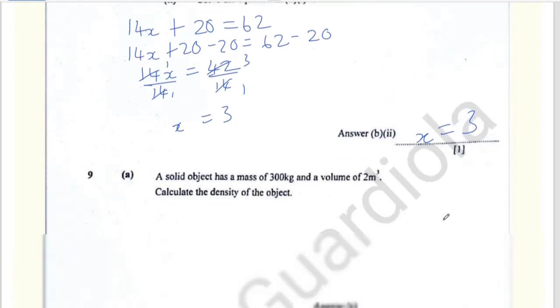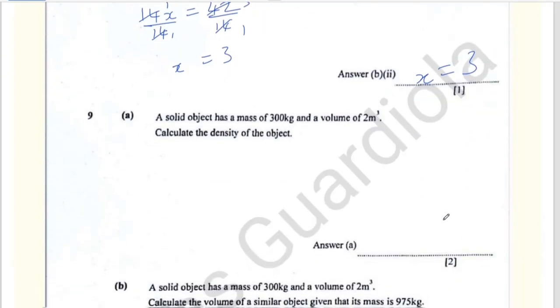You've solved the equation very simply. A solid object has a mass of 300 kilos and a volume of 2 cubic meters. Calculate the density of the object. To calculate density, density is equal to mass over volume. That's how we calculate density, mass over volume. So we just divide the given mass, 300 kilos, over the given volume, 2 cubic meters.